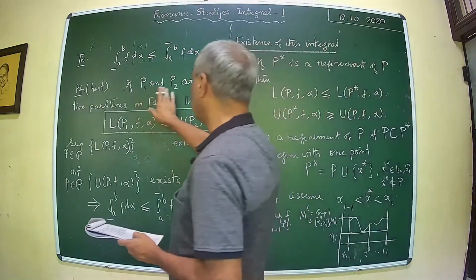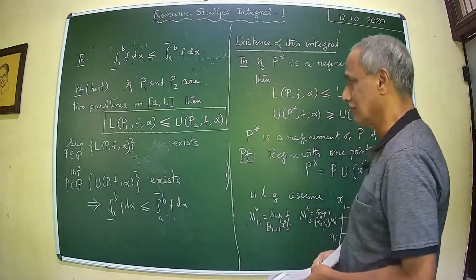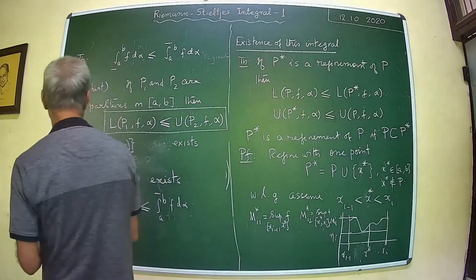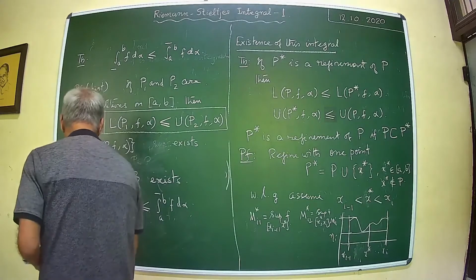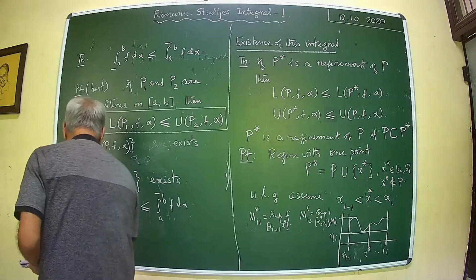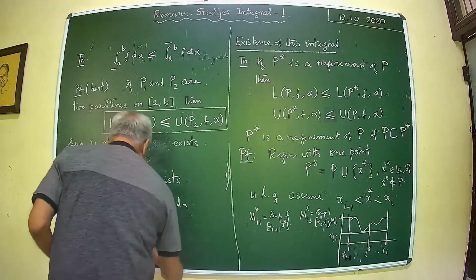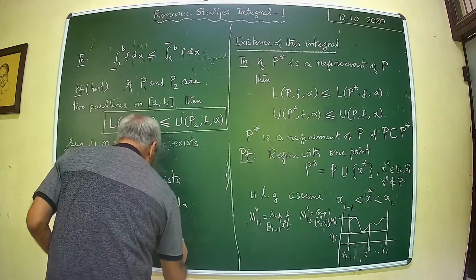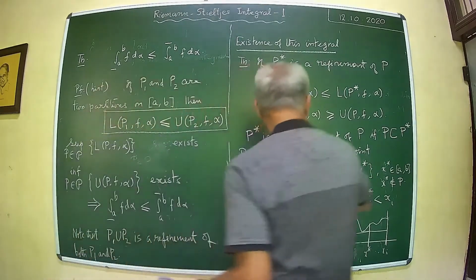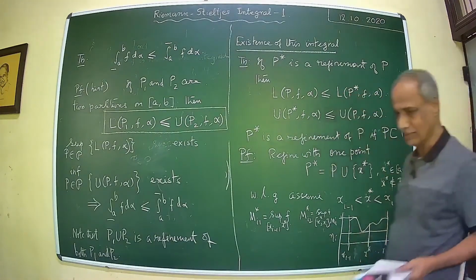For arbitrary P1 and P2, you prove this. How would one do this? What you have to use is the following. You know that P1 union P2 is a refinement of both. Use this and the earlier result, so you get these inequalities and then you get the result.